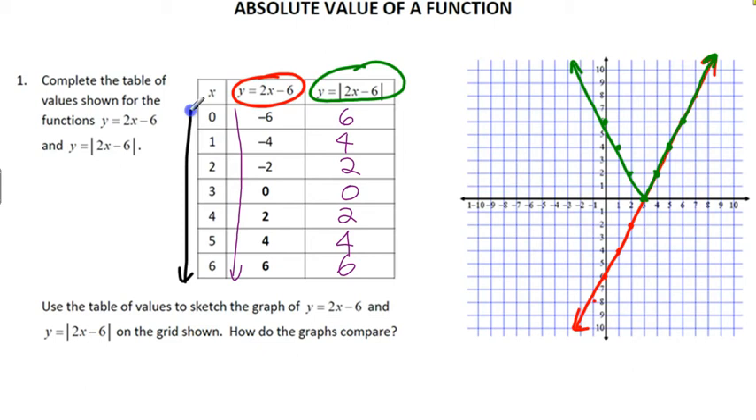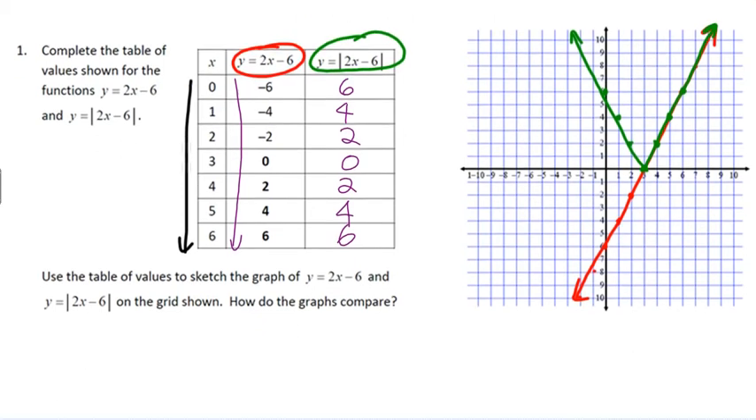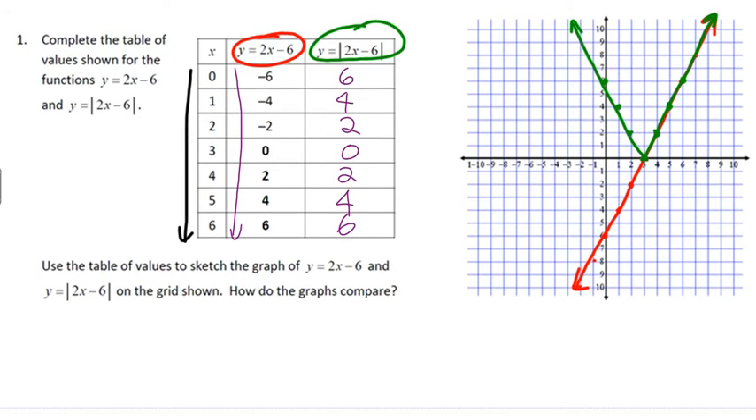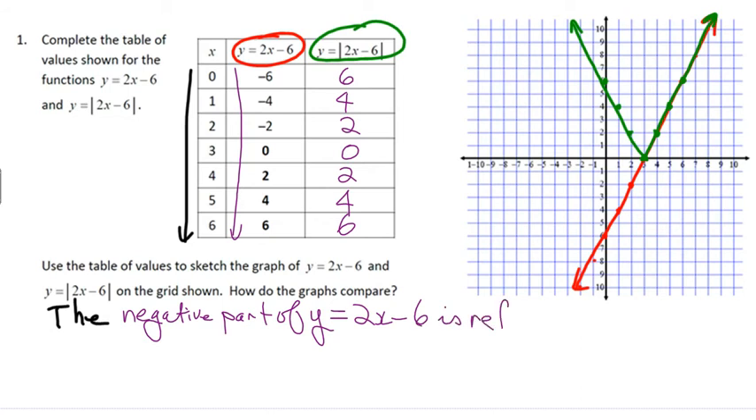So the question is, how do the graphs compare? Part of them is the same. Part of them has a red and a green line, but in the other part, the red line and the green line are different. So how does this green line here compare to this red line down here? It's a reflection, yeah. Where is it reflected? Where's the x-axis? Good. So the reflection in the x-axis. So the negative part of y equals 2x minus 6 is reflected in the x-axis.